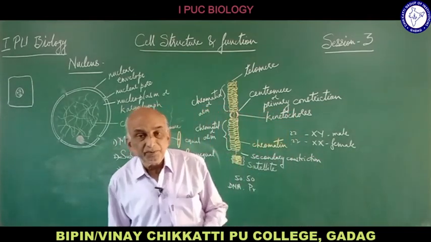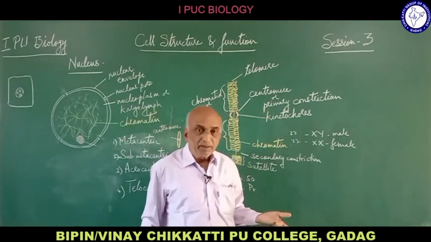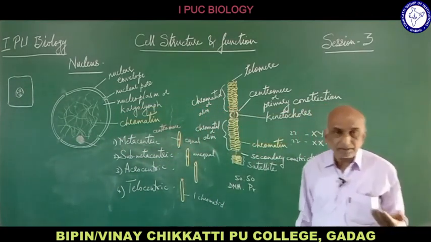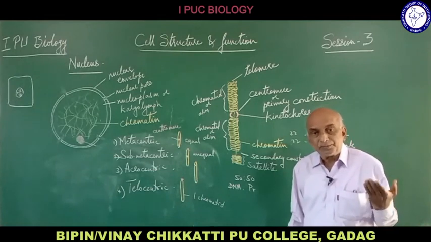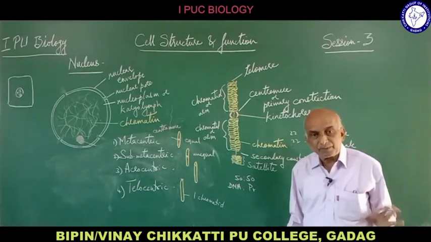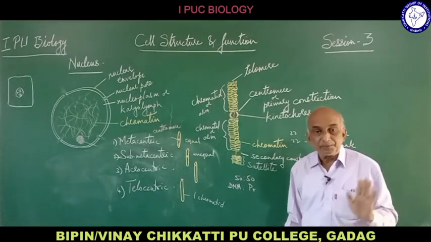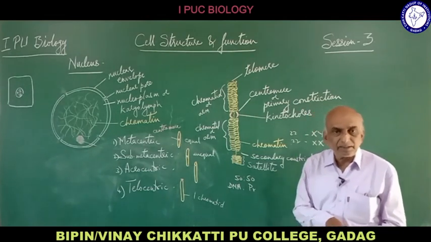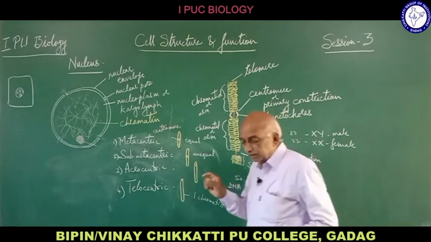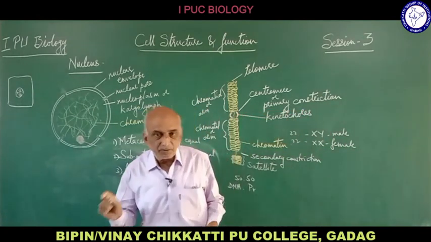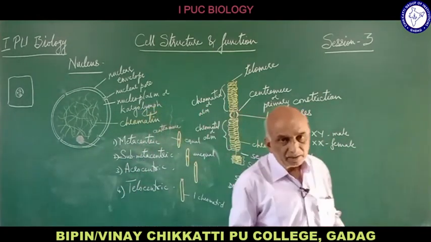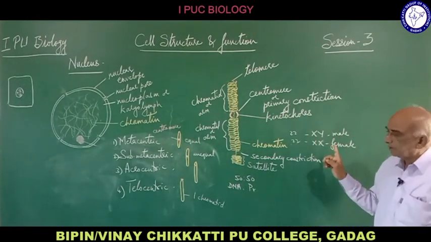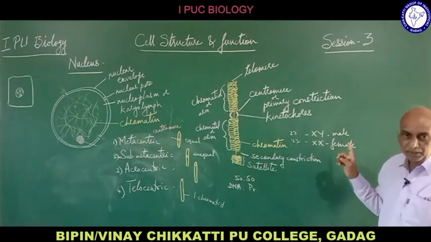So the baby which is to be born in a pregnant mother, if the baby is having XY chromosomes, it is male. If the baby is XX chromosomes, it is female. That is how the sex is decided in the chromosome combination during the embryo formation in the mother. So that is just about some extra information about chromosomes.